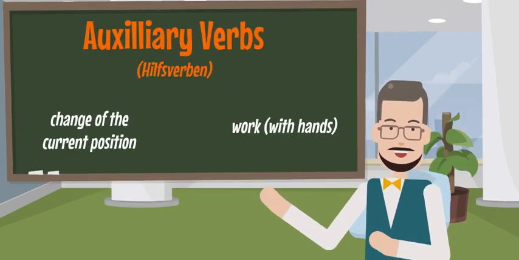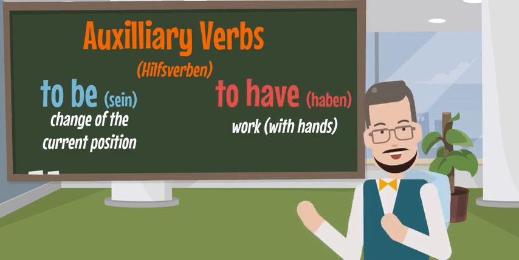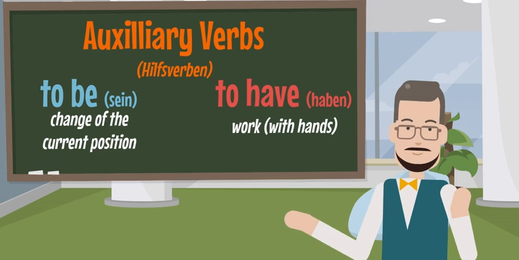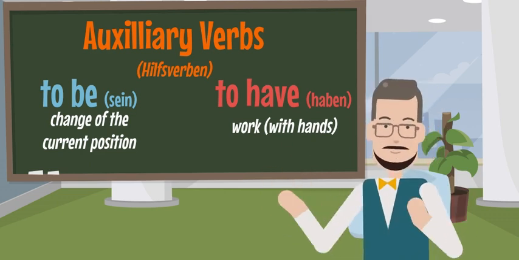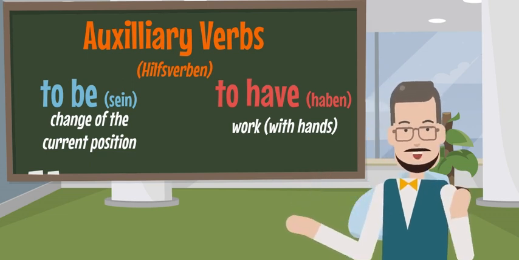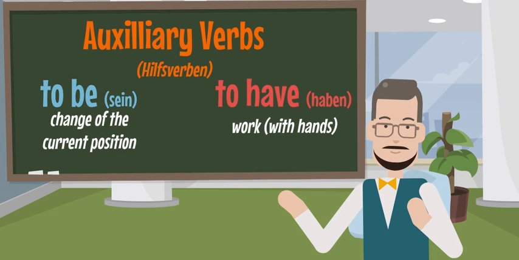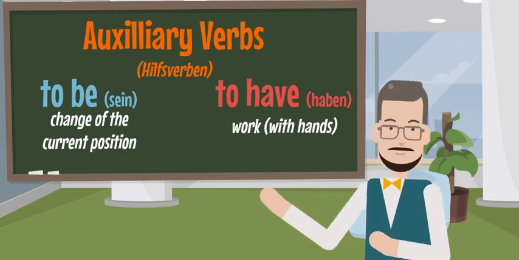Thank goodness there are only two auxiliary verbs, namely to be and to have. We need the auxiliary verb to be when the verb indicates movement. For example, to go, to drive, to fly, to swim. On the other hand, we need the verb to have when a form of work involving the hands is indicated. For example, to read, to write, to cook, to work.